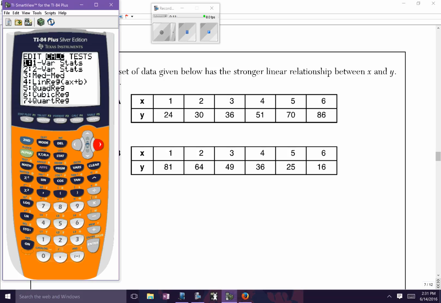Okay, so now that I have my data in there, I'm going to hit the stat key again, go over to calc. And because it said a strong linear relationship, we're going to go to choice 4, which is the linear regression. Hit enter again.